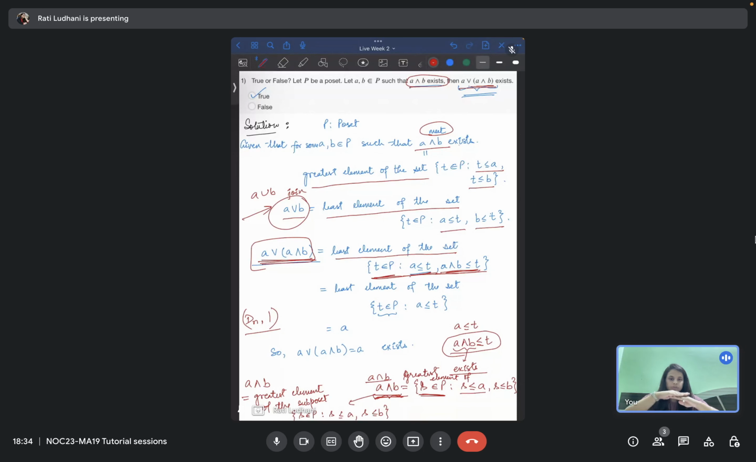So that means the meet will always be less than or equal to A and B from the definition itself. Whatever S you get, it is going to be less than or equal to A and less than or equal to B. It exists, so there is some element, that is for sure, because it is given in the question that this element exists. So the conclusion is, I'm saying A meet B is always going to be less than or equal to A, and also less than or equal to B.